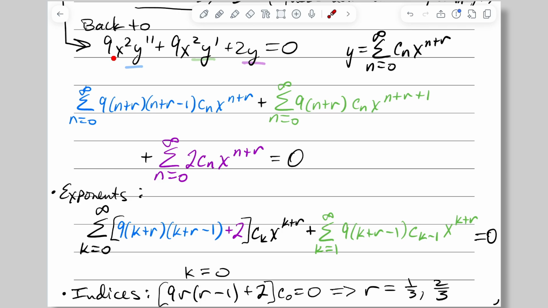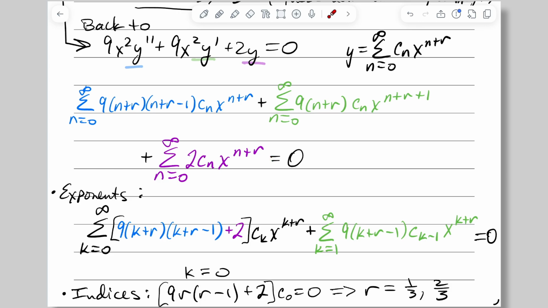For 9x squared y double prime, we have the sum as n goes from 0 to infinity of 9 times the quantity n plus r times n plus r minus 1 c sub n x to the n plus r. For 9x squared y prime, we have the sum as n goes from 0 to infinity, 9 times the quantity of n plus r c sub n x to the n plus r plus 1. And for 2y, we just have 2 with our regular expression for y.